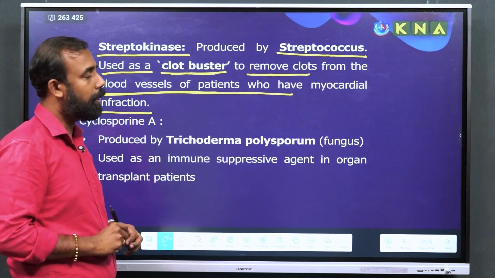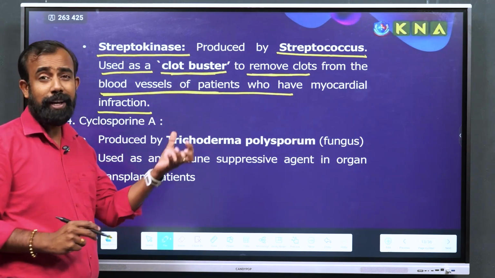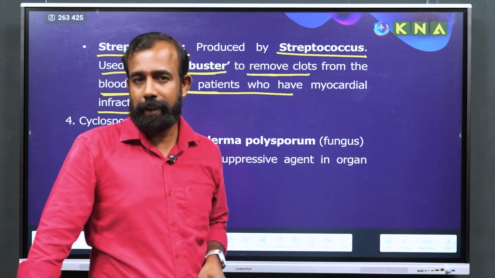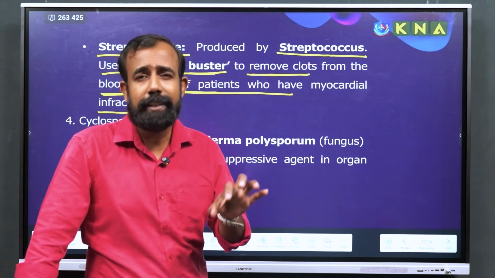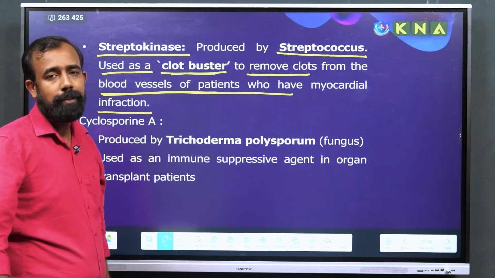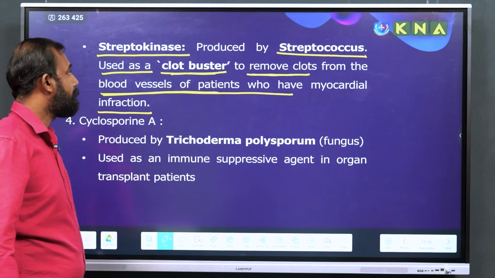Okay. Especially, we know there are coronary arteries. When there is some block in the coronary artery, we can use this streptokinase enzyme. This enzyme removes the clot from the blood vessels. Okay, so these are the enzymes.